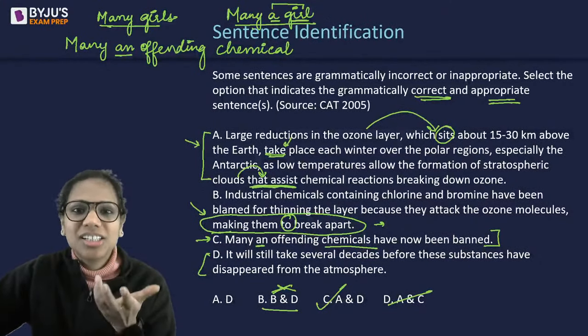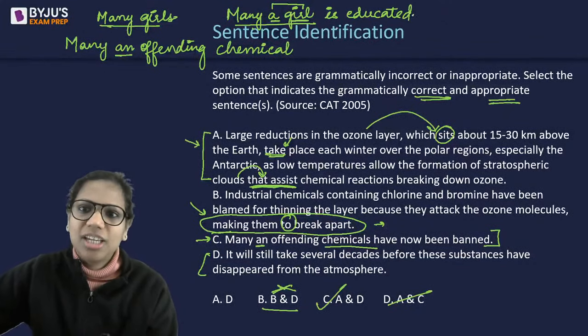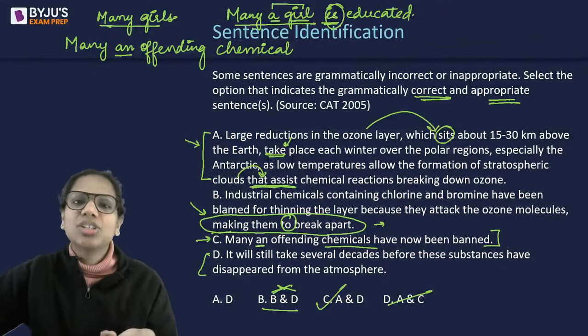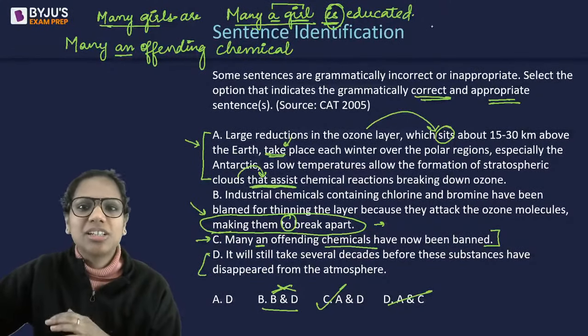We have an article, a singular article here. So many a girl is educated. I cannot say are educated then. So there are implications for grammar. Meaning wise, both mean the same. Many girls are educated versus many a girl is educated.